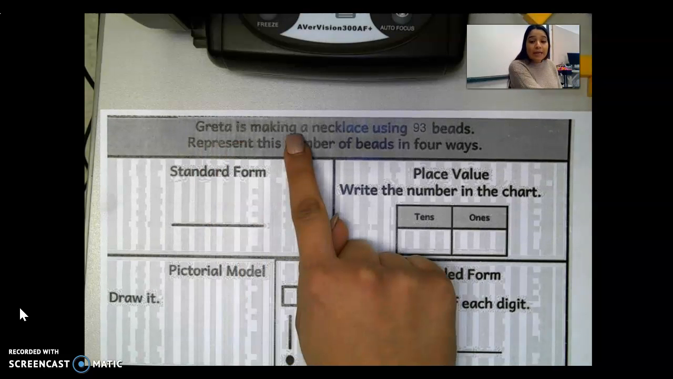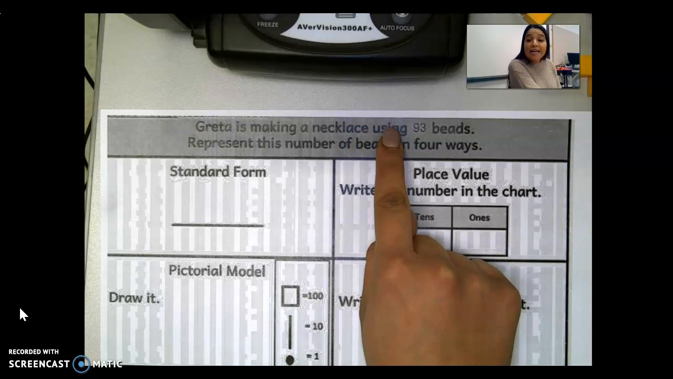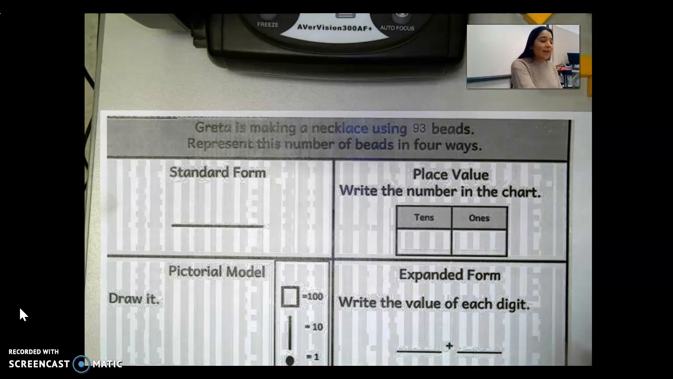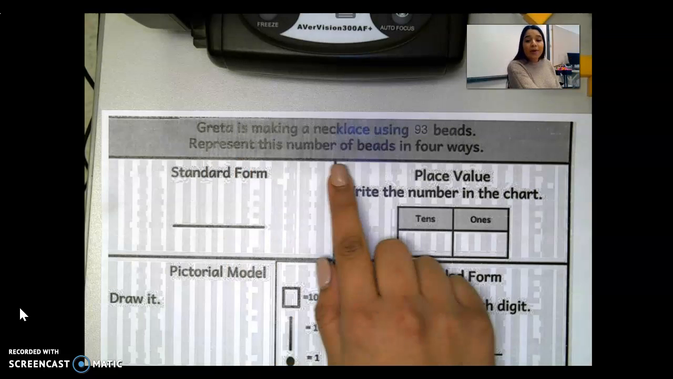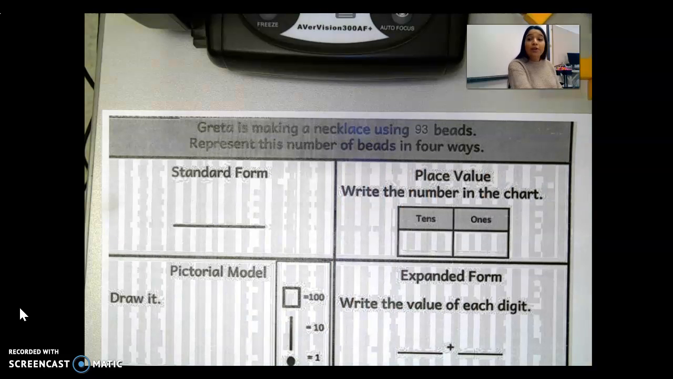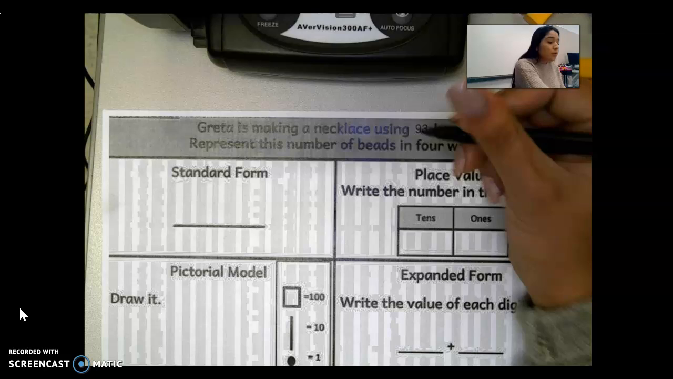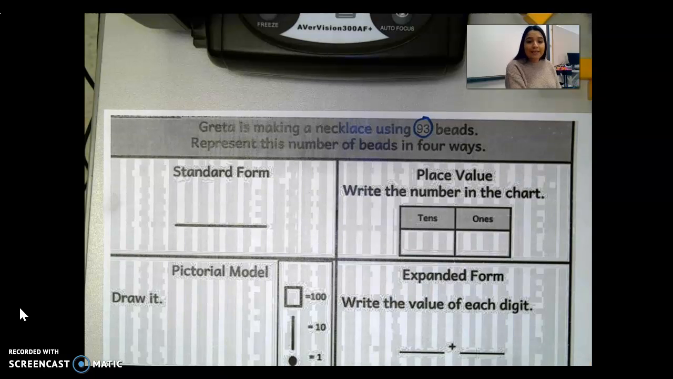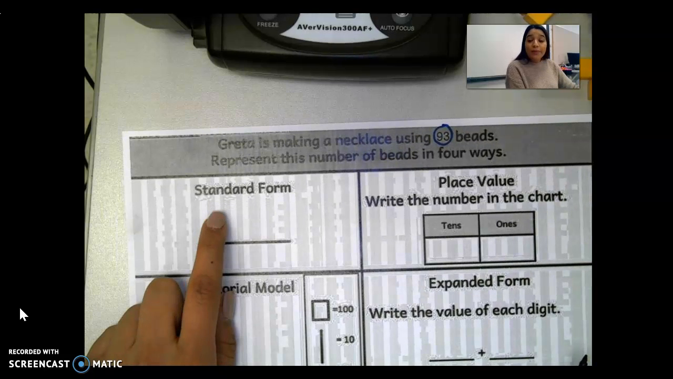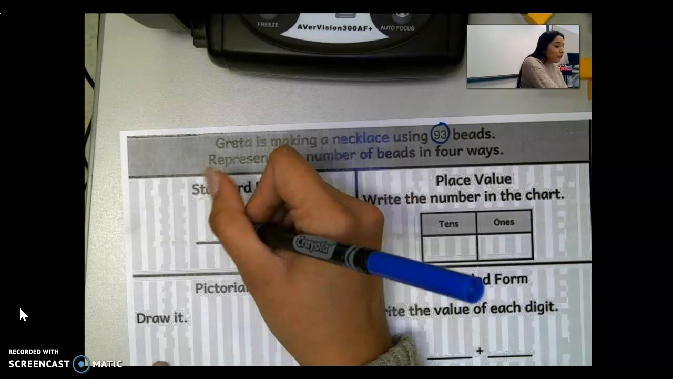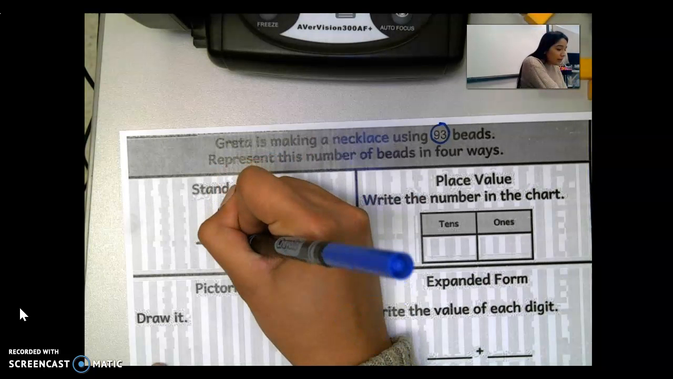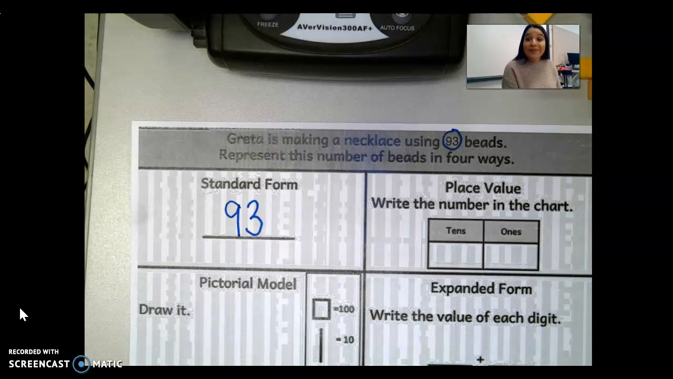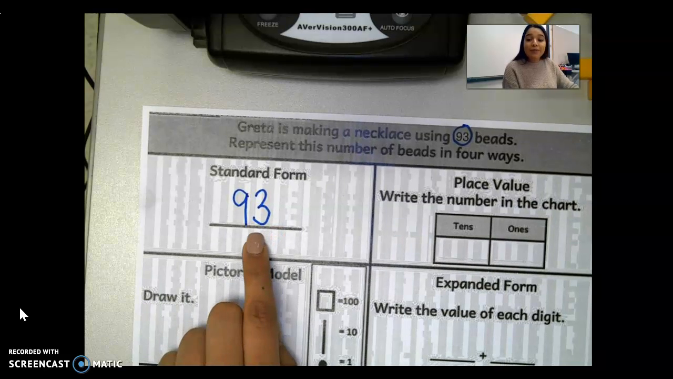Greta is making a necklace using 93 beads. How many beads? 93. Represent this number of beads in 4 ways. So what I'm going to do first is I'm going to circle my 93 beads so I know what number to represent. The first way I'm going to represent it is standard form. So for standard form, you just write the number 93. Easy peasy, right? Yes, that's the standard form of 93.